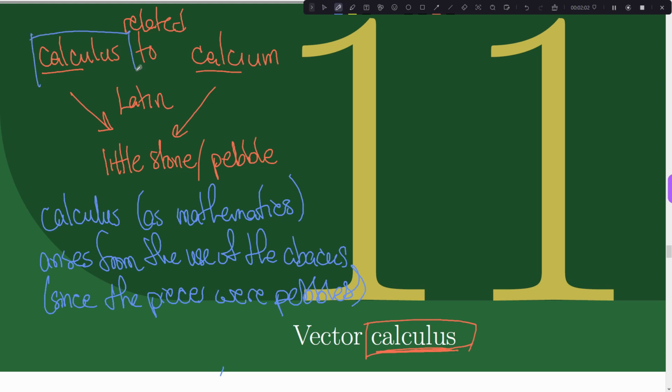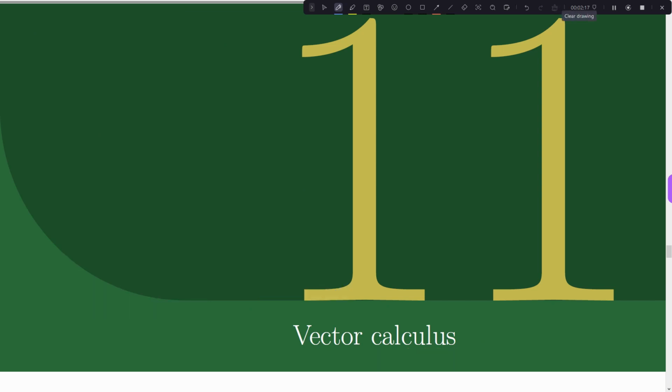Interestingly, this word calculus also does have a true meaning of little stone or pebble. You may hear your doctors or dentists refer to a calculus somewhere in your body. Ideally they don't, but that's in those cases when you would develop kidney stones or gallstones or even something on your teeth, little stones or tonsil stones, etc. So that's the other version of calculus.